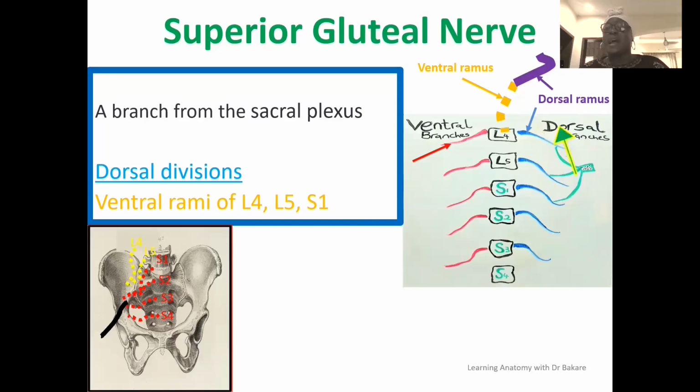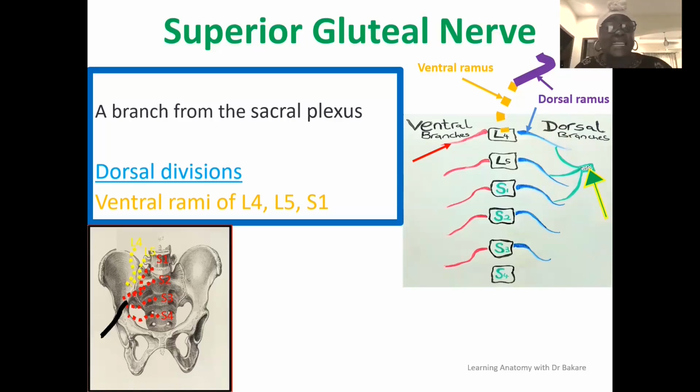And this is what is heralded at this point. So we can say that the superior gluteal nerve is an emergence from the dorsal divisions, as you can see on this side, from the ventral rami of L4, L5, and also S1 sacral spinal nerves. And this is how these nerves will come together to form the superior gluteal nerve. So this is the details on how the superior gluteal nerve emerges from the sacral plexus.